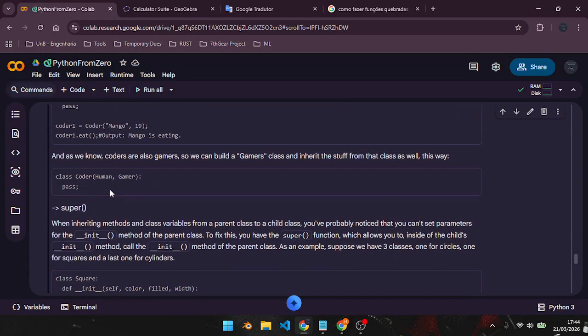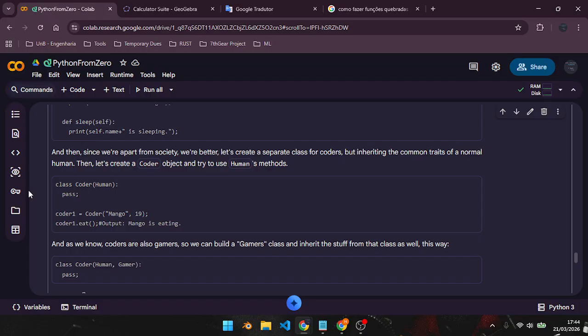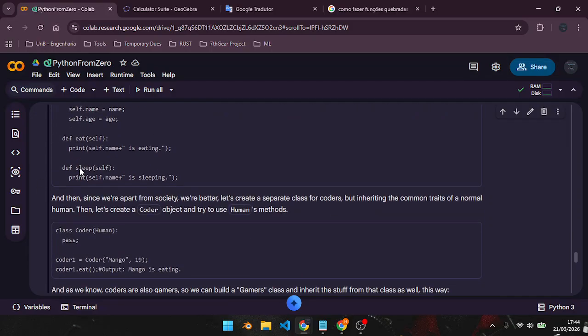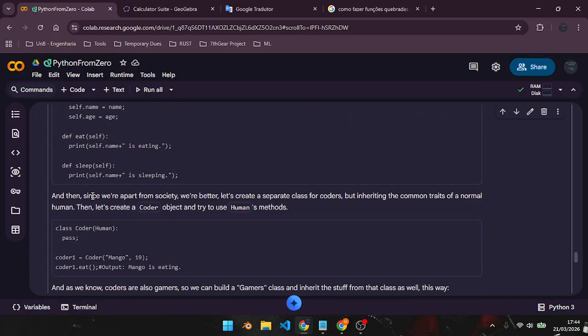But when I was writing this, I came up with a problem. When I put an init function here, because I wanted to have different arguments like mother language, years of experience as a coder, whatever, whenever I called coder again, I couldn't have a name and age. It didn't run the init function for the human. It didn't run the constructor for human. It only ran the constructor for coder, and that was bad because I also need a name and age.